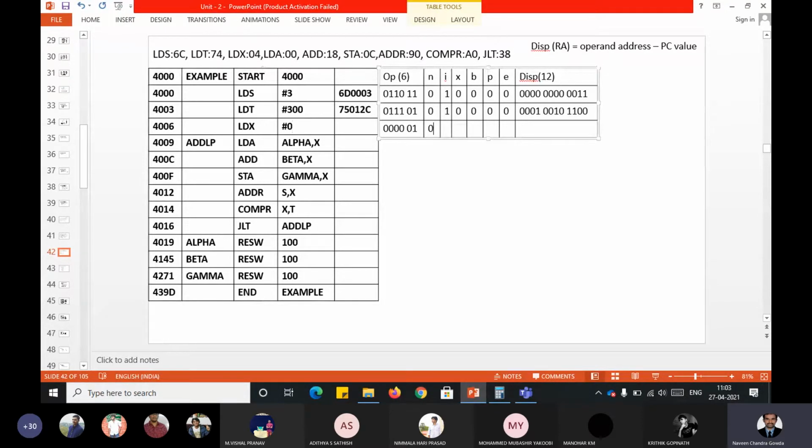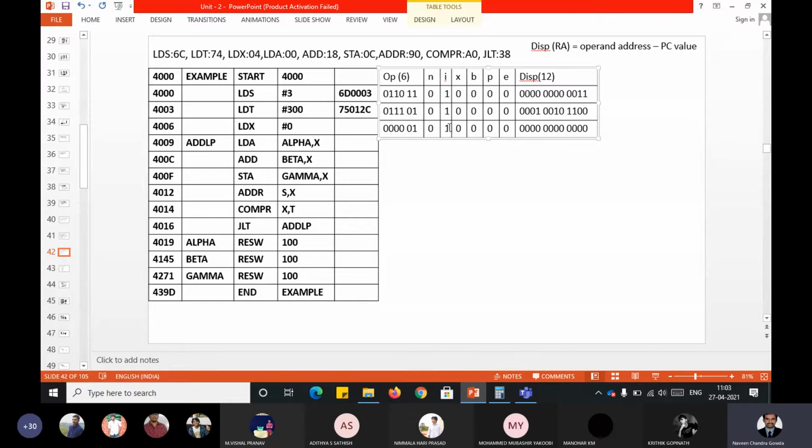And what is the displacement? What is the operand here? It is 0. As the operand is 0, you won't have any operand address for this. So that 0 itself will act as the displacement. 0 in decimal or hexadecimal is 0 itself. So the displacement will be just 0, 0, 0. For finding this displacement, you made use of neither the base register nor the PC register, so both will be set as zeros.